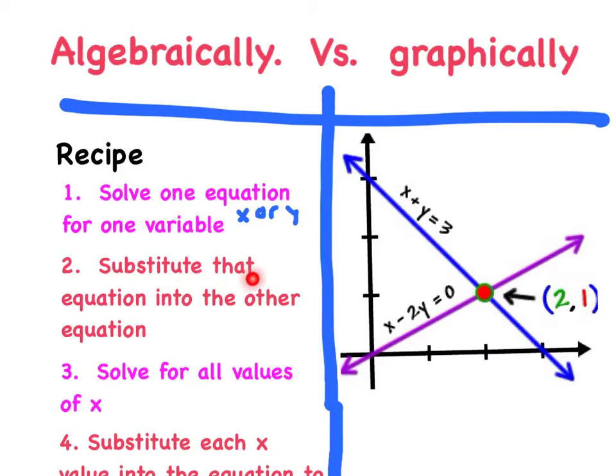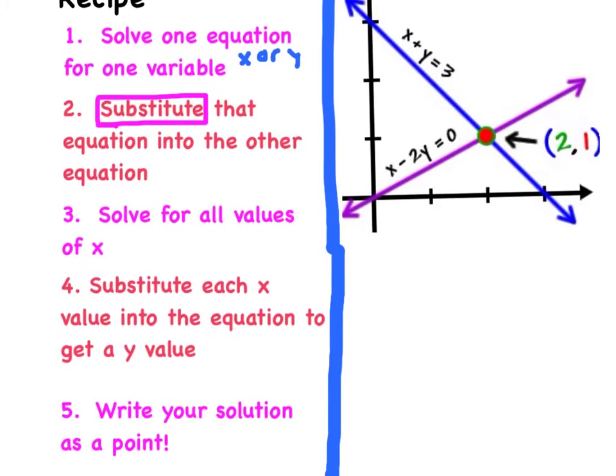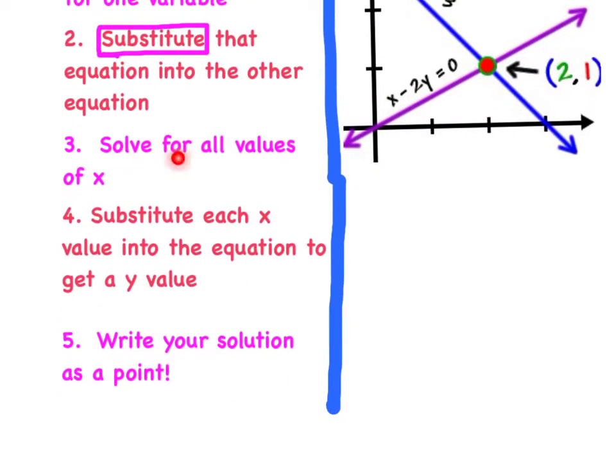Two, substitute that equation into the other equation. So we can just highlight this word substitution. Okay, that's what we are doing. We are substituting one into the other. Three, solve for all values of x. Pretty straightforward. Four, substitute each x value into the equation to get a y value. And five, our final step here is write your solution as a point.